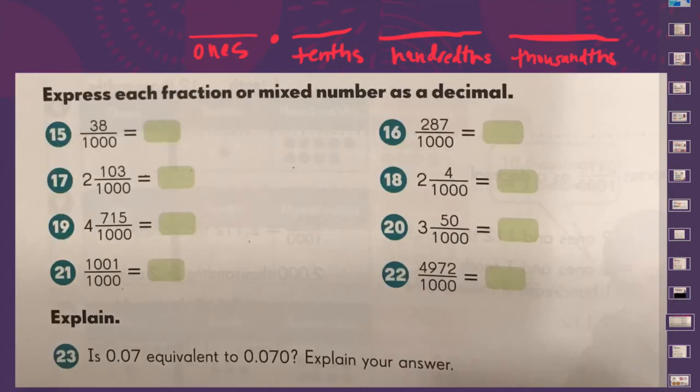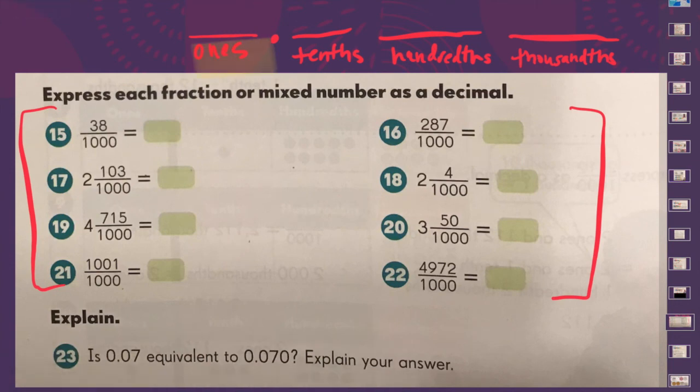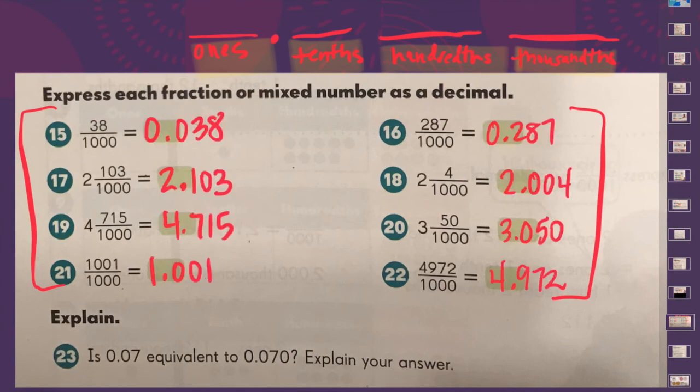So let's put this into practice now. Let's work on turning these fractions or mixed numbers into decimals, remembering our place value is ones. The decimal point separates the ones place from the tenths, and then we have the hundredths and then the thousandths. So please practice writing these as decimals and then check back to see if your thinking matches mine.